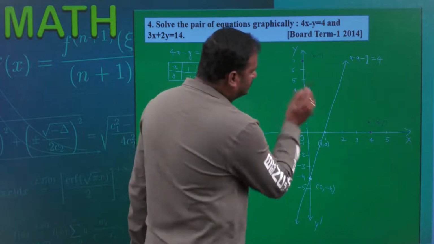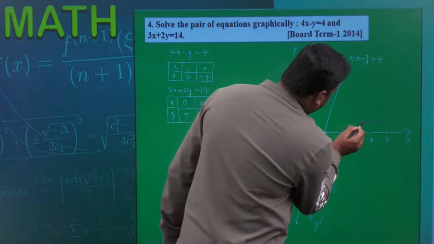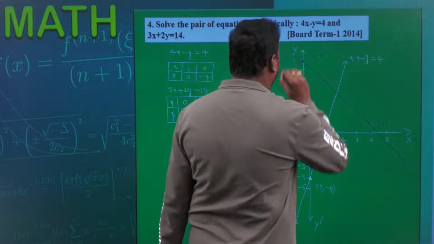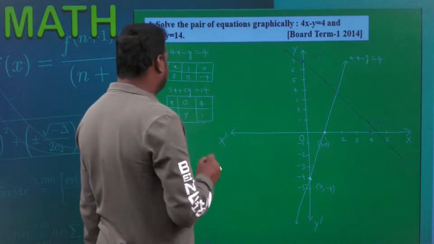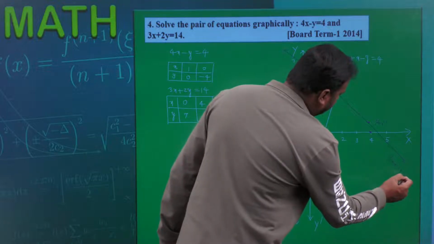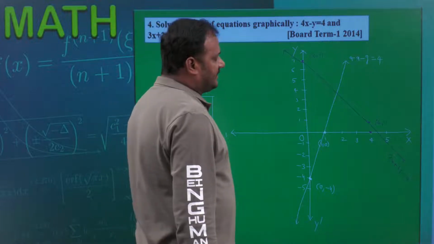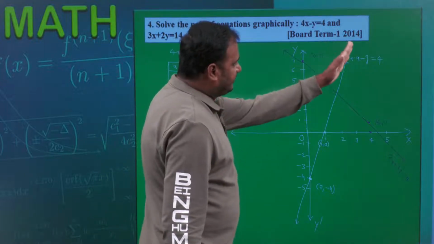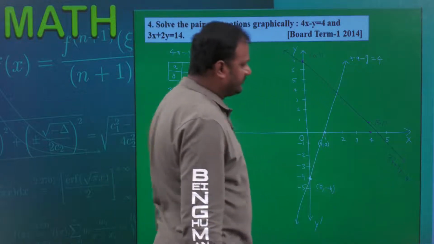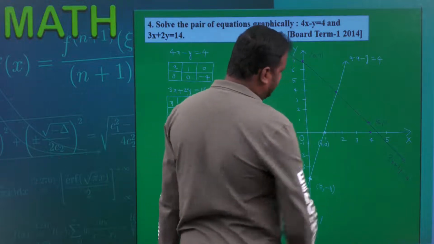Now passing through these 2 points, you will have to draw a line. Since I don't have a scale, I am just drawing randomly and extending it in both the directions. So the name of the line is 3x plus 2y equal to 14. See here, where this line 4x minus y equal to 4 and this line 3x plus 2y equal to 14 are intersecting. This is where both of them are intersecting.